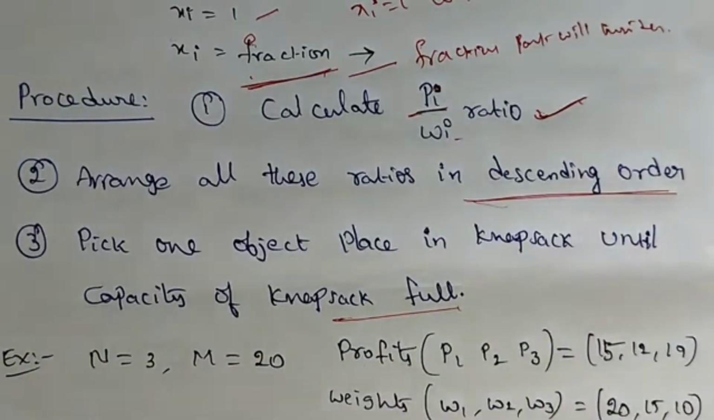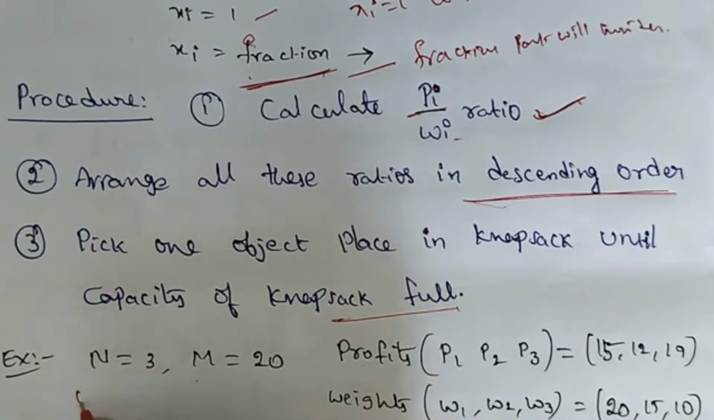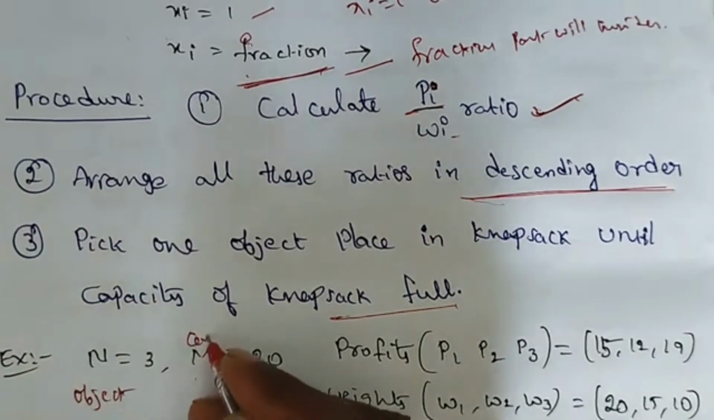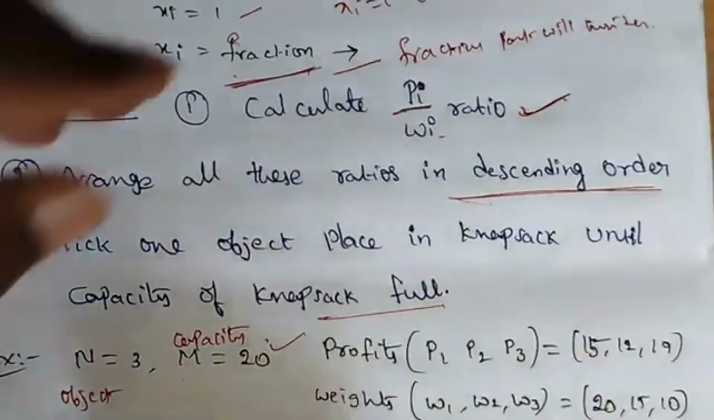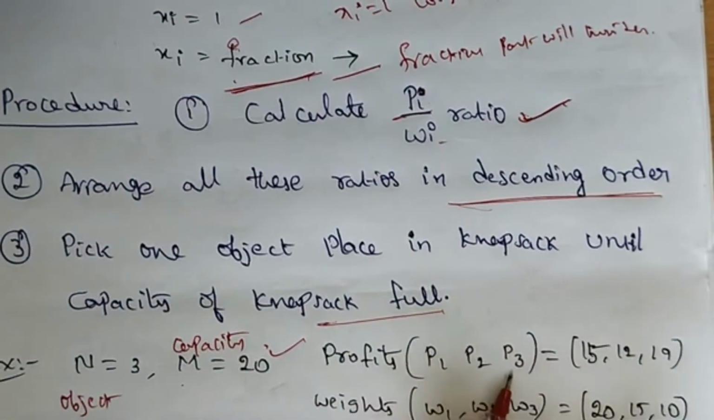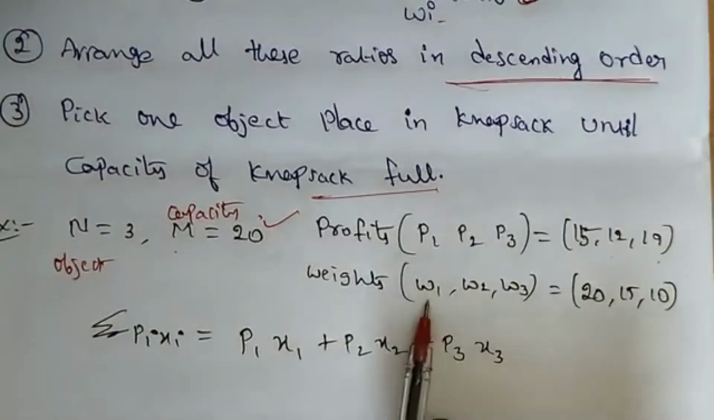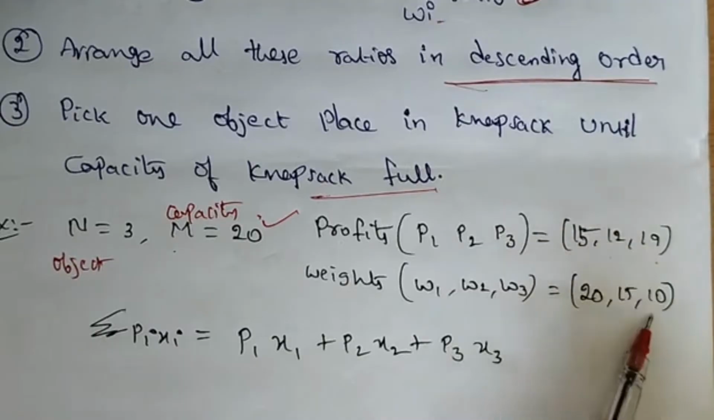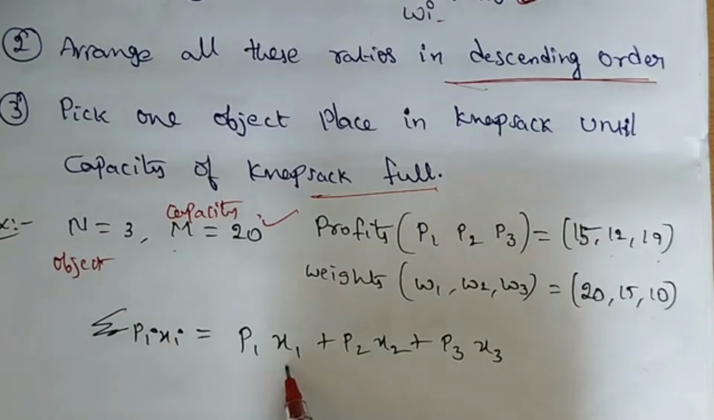Like that, we have to fill the whole bag. Here I am taking an example: n equals 3, meaning 3 objects, and capacity m equals 20, the knapsack bag capacity is 20. For the 3 objects, the profits are 15, 12, 19 respectively. And the weights are 20, 15, 10. What is the formula? Summation of pi into xi equals p1 into x1 plus p2 into x2 plus p3 into x3.